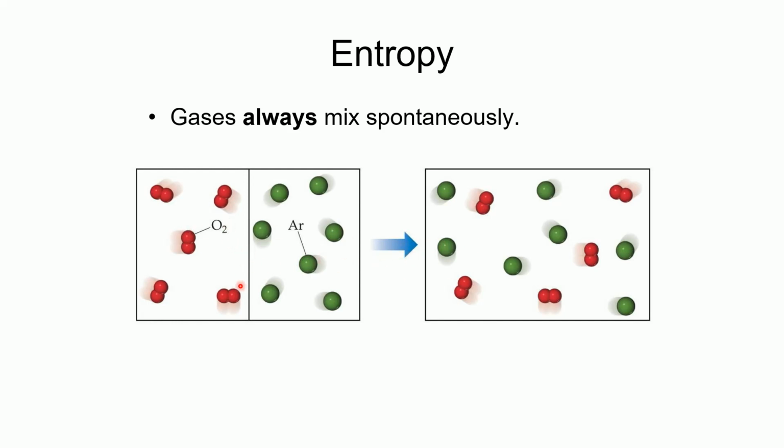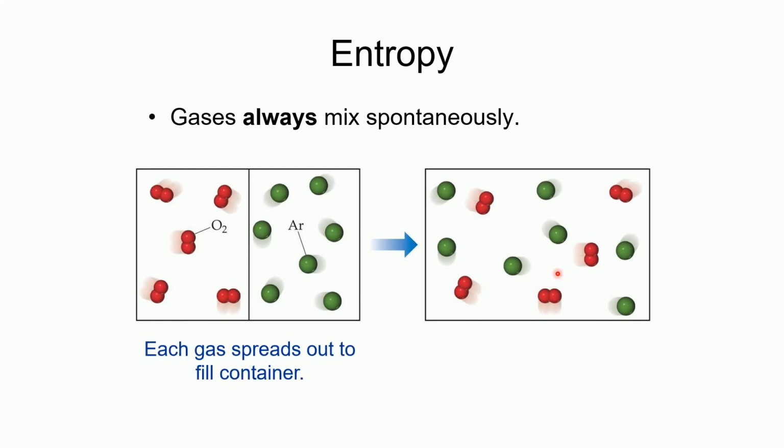That means that if we have oxygen on the left and argon on the right, and we remove the partition, then the oxygen will spread out to the right, and the argon will spread out to the left. And we will end up with a completely uniform mixture. It turns out gases always do this. Gases will always spread out to fill whatever container is available, even if there's another gas there. So this process is automatically spontaneous, and the reason that it is spontaneous is that the change in entropy is positive.